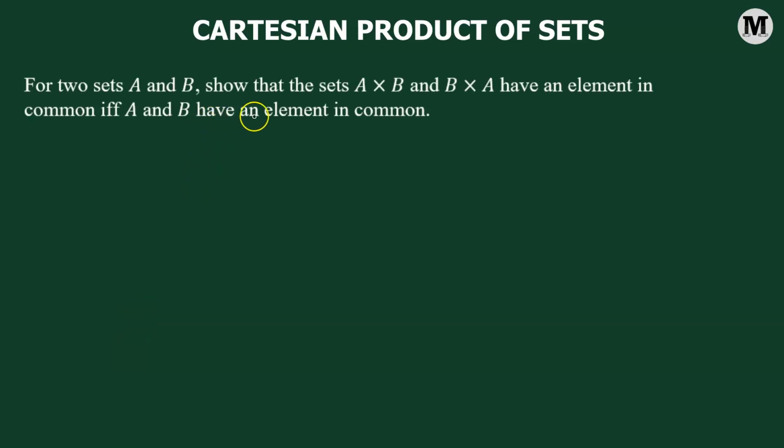For two sets A and B, show that the Cartesian product of A and B and the Cartesian product of B and A have an element in common if and only if the sets A and B have an element in common. Okay, let us begin. So first, we're going to consider an arbitrary element.